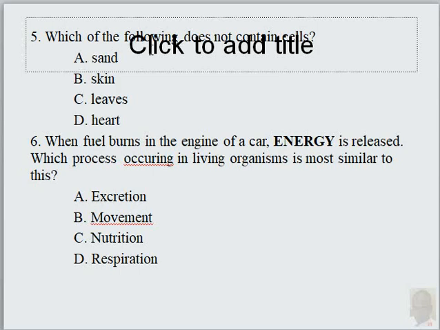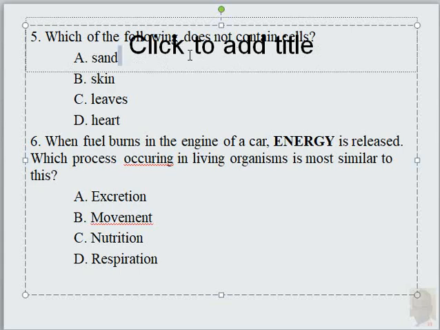This question says which of the following does not contain a cell? The answer would be sand. Sand is a non-living particle, silicon and so forth, and quartz. So that's non-living. So that's an easy question right there.